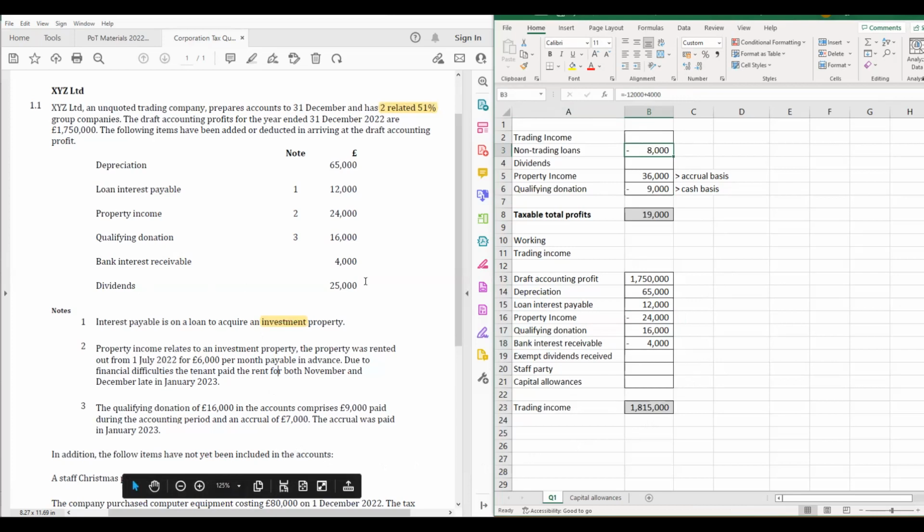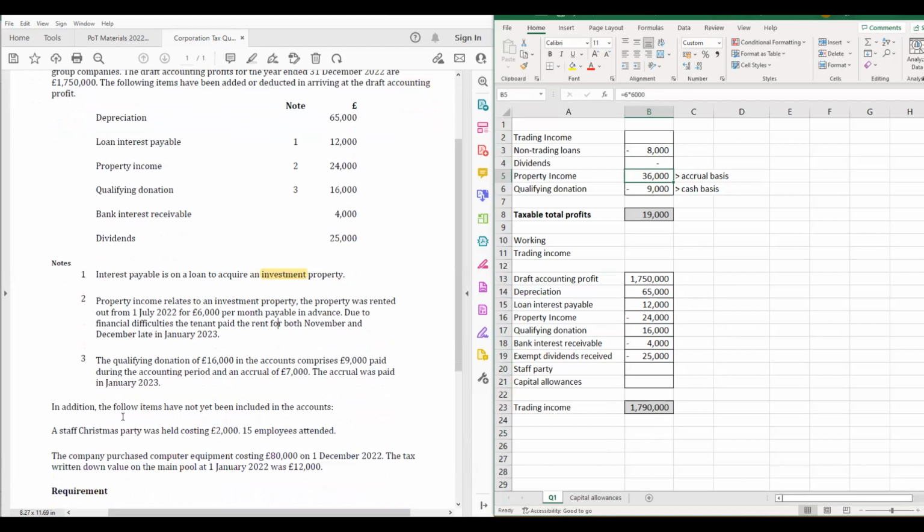And then finally, we've got dividends. So dividends are exempt from corporation tax. So what you're going to have here is a negative 25,000 there. And then importantly, what you're going to put in here is a 0 because it's exempt. That's just something to remember going forwards for corporation tax. Dividends are just exempt from corporation tax.